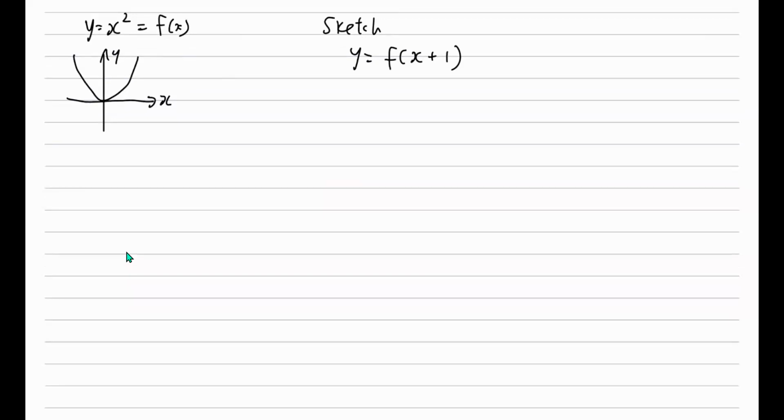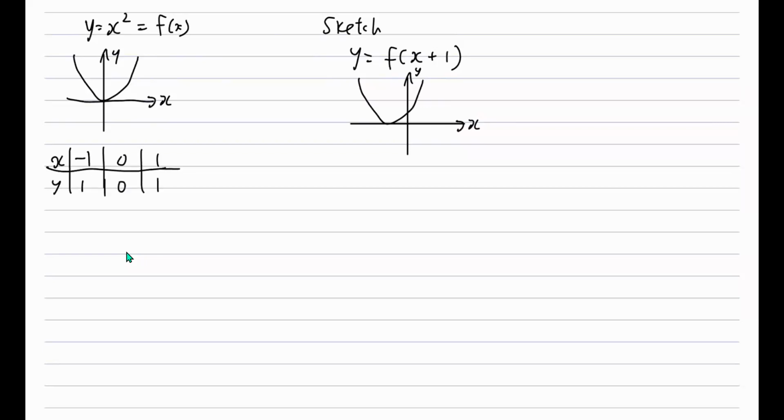Here's how you do it. If you plot a few points, you quickly realize that plus 1 will result in the graph moving leftwards by 1 unit. Why? Let's say you put the x values to be -1, 0, and 1. Then y will be -1 squared, which is 1, 0 squared is 0, 1 squared is 1. Then if x equals -1, 0, and 1, what's the corresponding x plus 1? It's 0, 1, then 2, right?